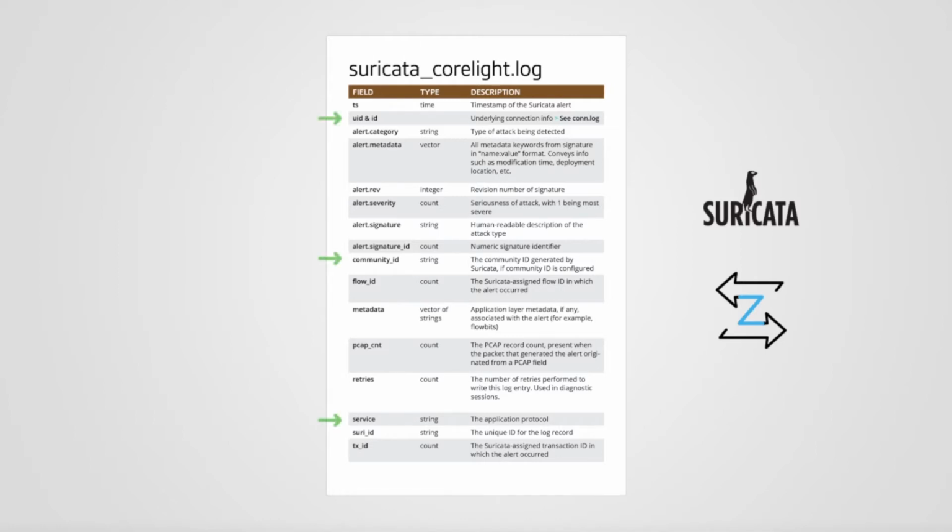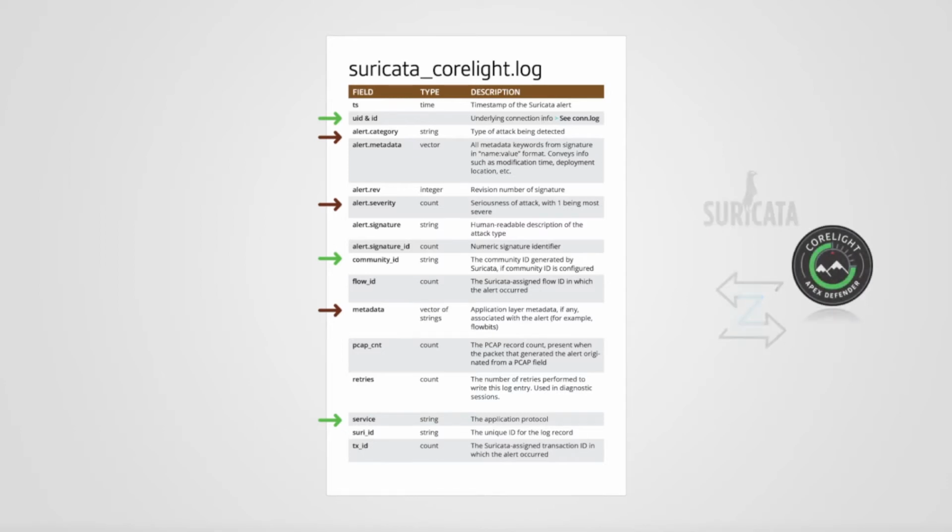In the conn.log video, we mentioned the unique identifier, community ID, and service fields. These arrows highlight some of the Suricata alert metadata available in this integrated log. Now let's examine the log in Splunk to better understand how Corelight data transitions your team into Apex defenders by linking alerts with Signal.